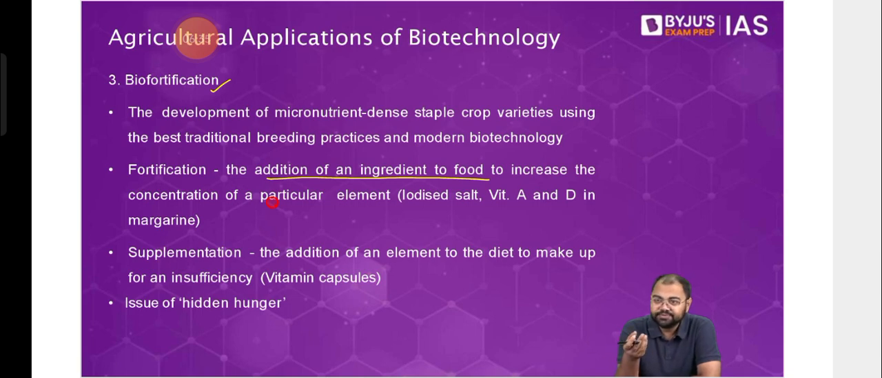Some of the methods don't use biotechnology. For example, salt, common salt, you'll see that it has added amounts of iodine. We call it iodized salt, right? So this iodized salt also is fortification, but not biofortification. Biofortification is when you use some kind of biotechnology related method for the fortification process. So biofortification will be done for the development of micronutrient dense staple crops.